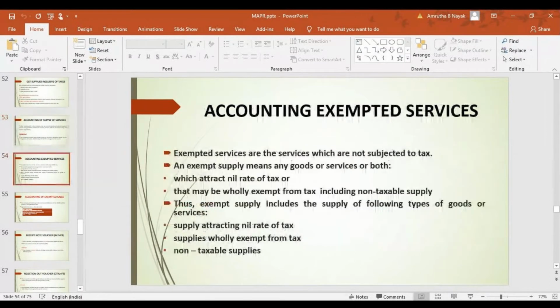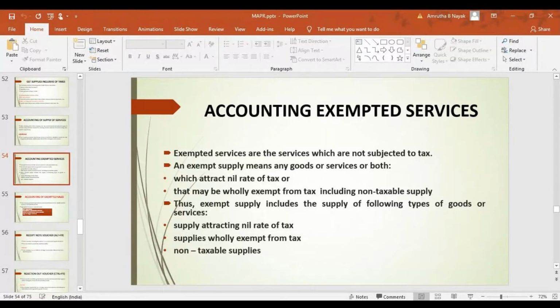Next, accounting exempted services. Basically, the services which are exempted from the GST or the nil rated ones. Based on those services, we'll be creating the vouchers. Exempted services are the services which are not subjected to tax. As I told you, these services which we render will not have tax. They will have an amount for the service rendered, but tax will not be applicable.